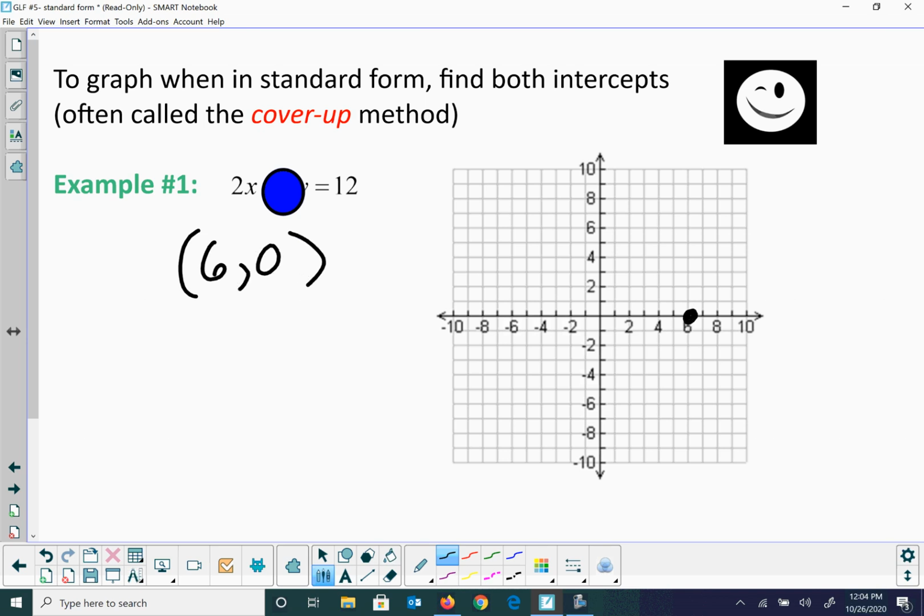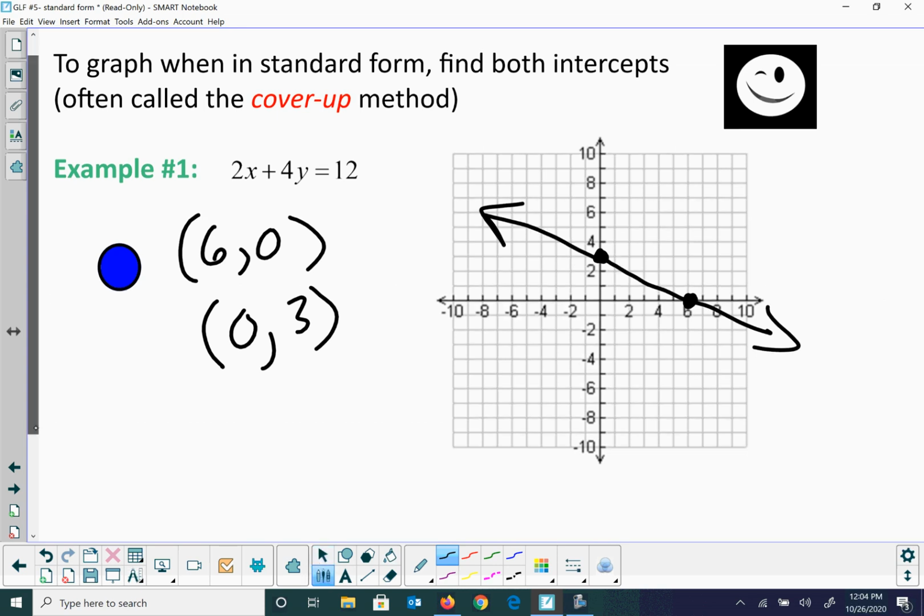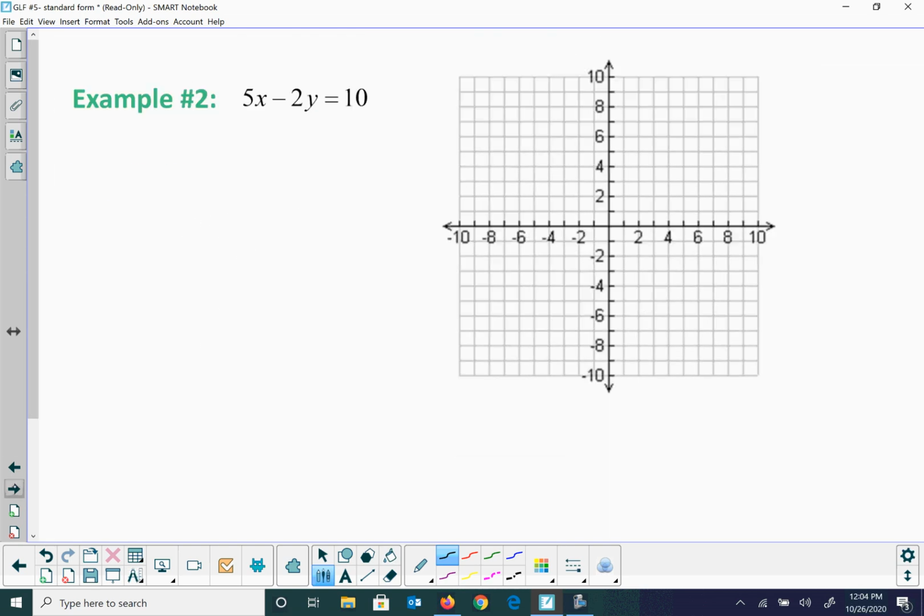So I plot that point there. And then I'm going to move my blue dot on top of this one. So 4 times what number gives me 12? It'd be 3. So 0, 3. So once we have both of those in place, we have 2 points, connect the dots. So again, the cover method, we just cover up each of the values. And we have to realize that we have x values and y values that can be 0 when we cover up those numbers. Bring questions to class if you have that.